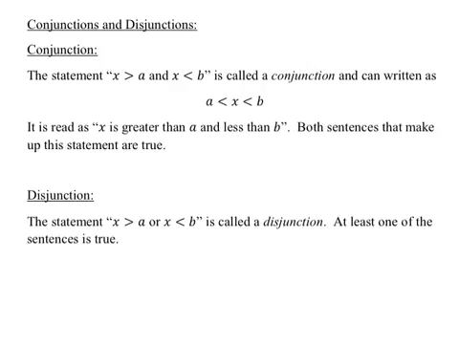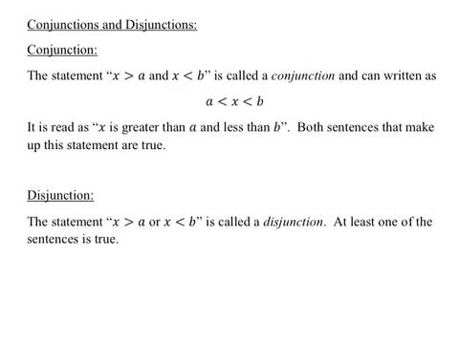Next, for disjunction, we want to think about the fact that a disjunction is separating the statement. So it's either greater than a or it's less than b. It's not both of them. This was an and statement, meaning both of these statements are true. Whereas here, one is true or the other is true.